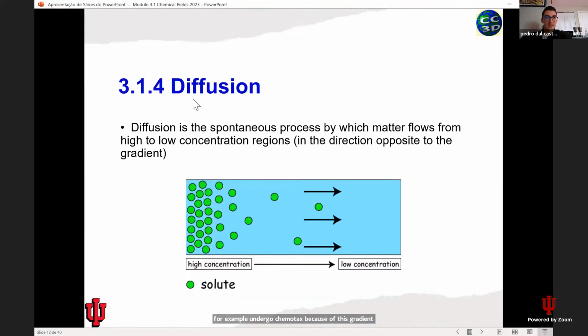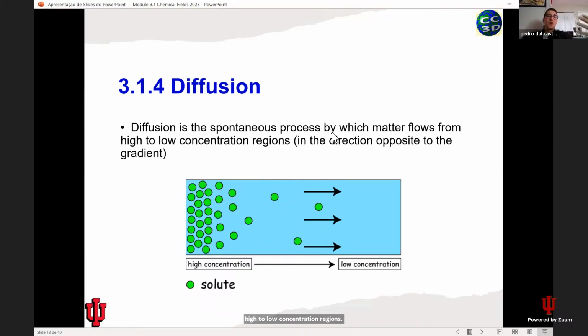Now let's go to the concept of diffusion. So diffusion is somewhat hard to explain, but I will explain it very step by step for you. So if you are in trouble understanding, please type in the chat. I will keep an eye on the chat. So diffusion is a spontaneous process. It does not require energy. It's a spontaneous process by which matter flows from high to low concentration regions.